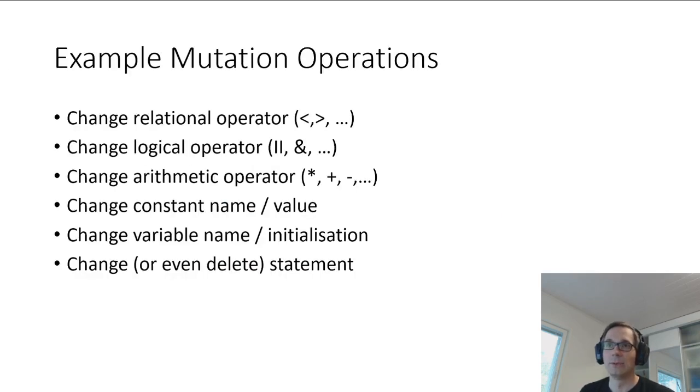There are many possible mutant operations. We can change the relational operator from greater than to less than. We can change the logical operator from or to and. We can change the arithmetic operator from multiplication to addition to subtraction, and so on. We can change the name of a particular constant in a program or its value. We can change the variable name or the initialization value. We can even delete a statement.